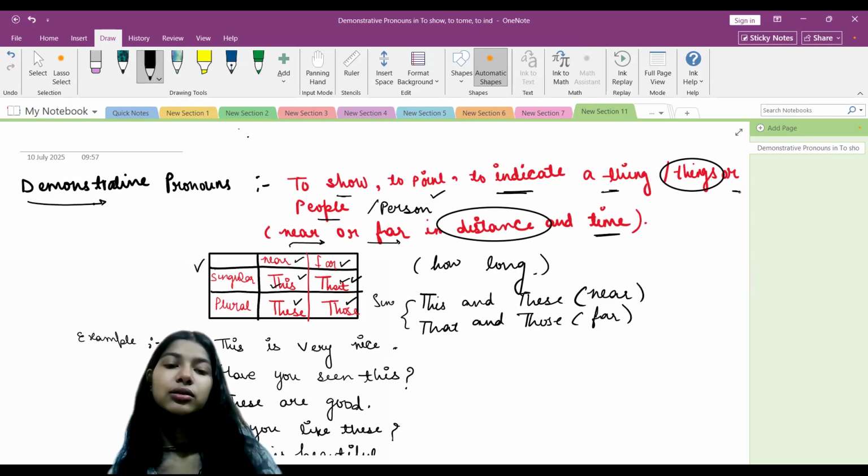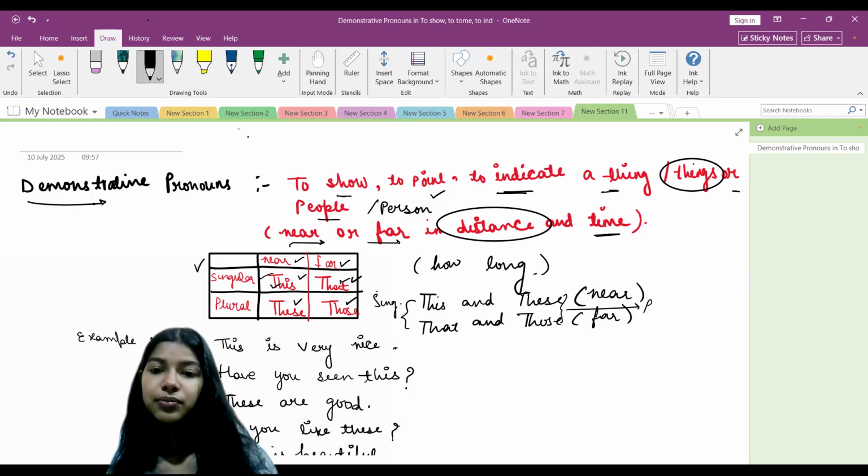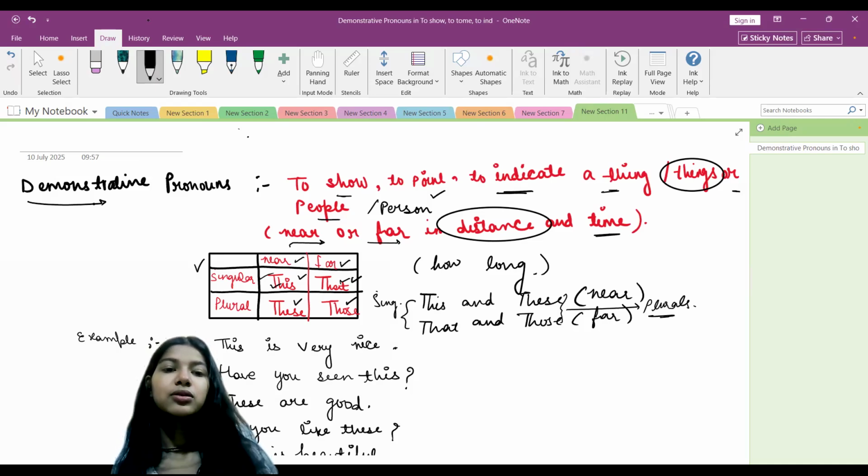Again, a very important tip: this and that are singular, and these and those are the plurals.